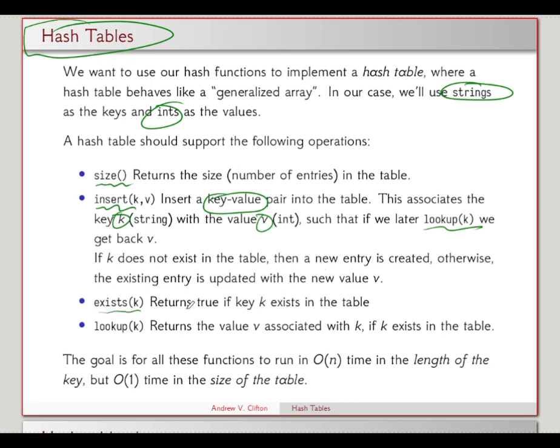We have a function that can check to see if a key exists, because before we can look it up, we have to know that it's already there. And then we have a function that can look up a key and return the value associated with it. So the goal is for these to run in O of n time in the length of the key, so they have to loop over the characters in the string, but we want them to run in O of 1 time in the size of the table. So it doesn't matter how many things you've inserted into the table, inserting things, checking if things exist and looking them up shouldn't get slower as you put more and more stuff into the table. That's our goal here.